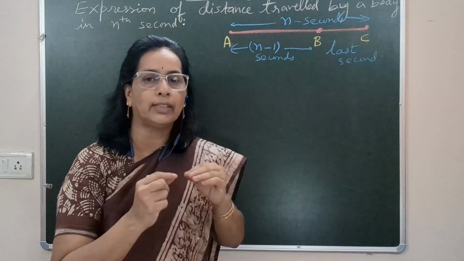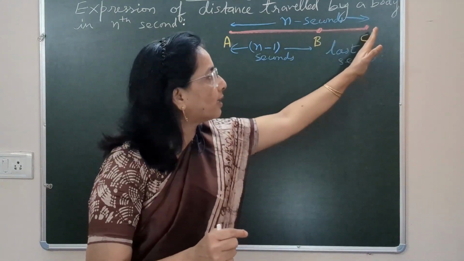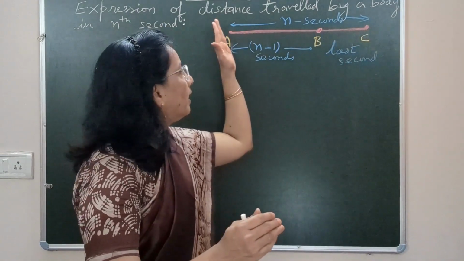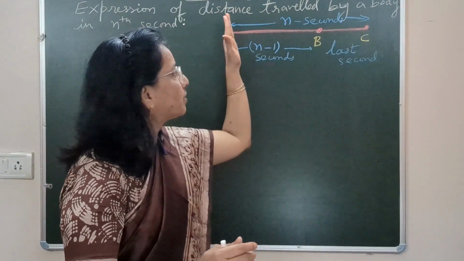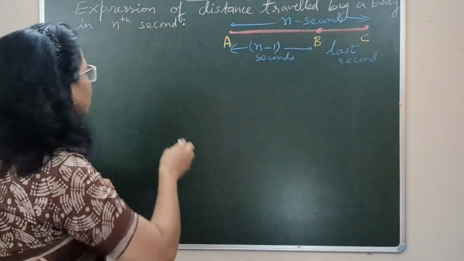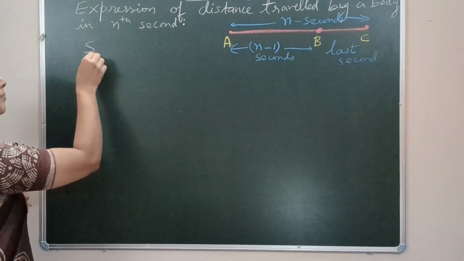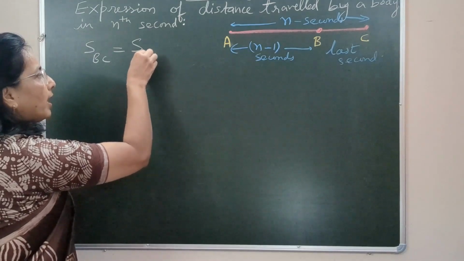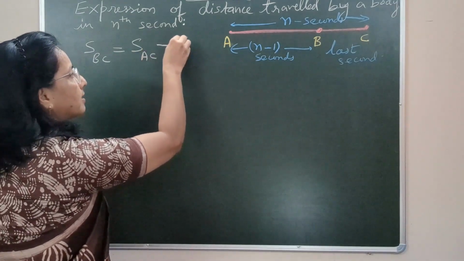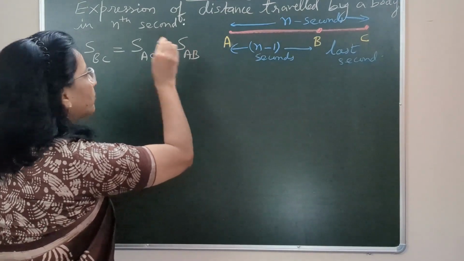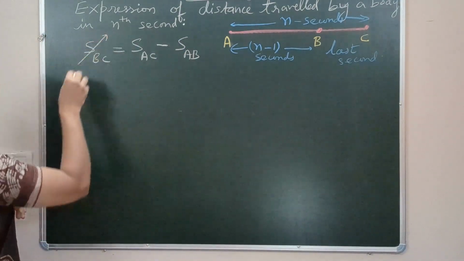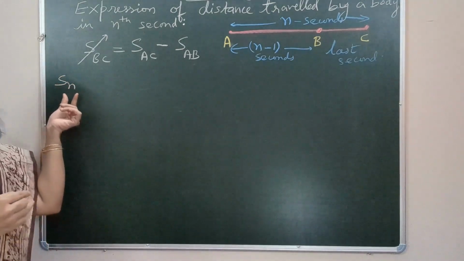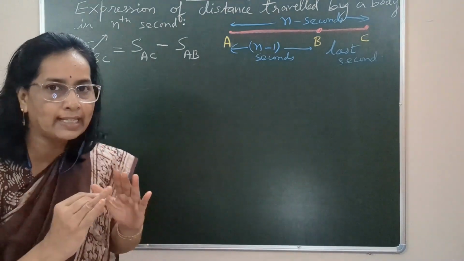So we are going to derive the distance traveled by the body in the last second, that is B to C. So distance from B to C can be taken as distance from A to C minus distance from A to B. So I'm going to write that. So distance traveled by the body from B to C is distance traveled by the body from A to C, that is full distance, minus distance traveled by the body from A to B. So distance traveled by a body from B to C is actually distance traveled by the body in nth second. So S subscript n is the distance traveled by the body in nth second.